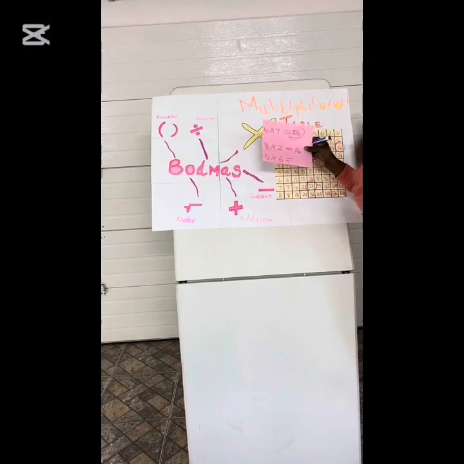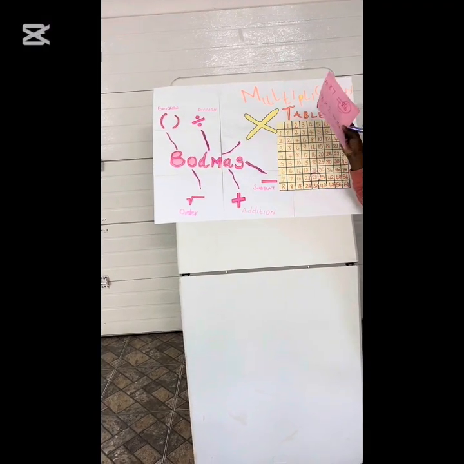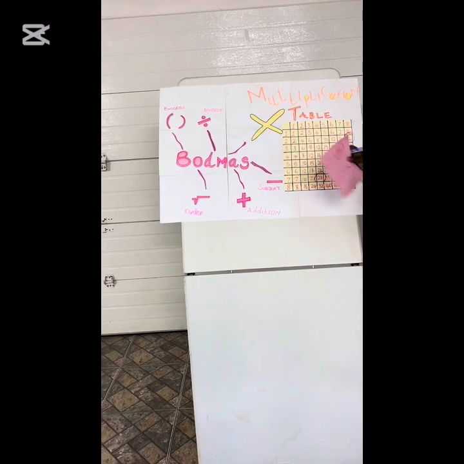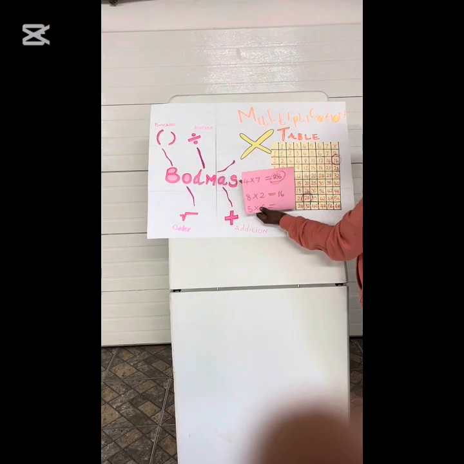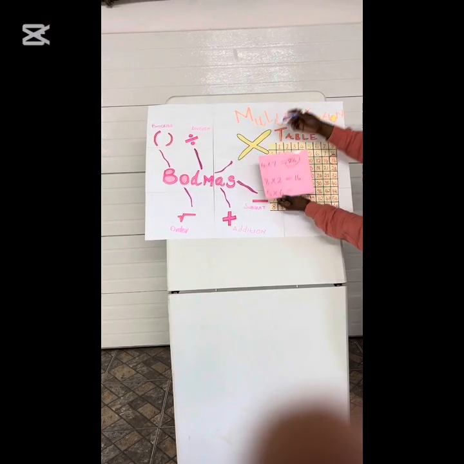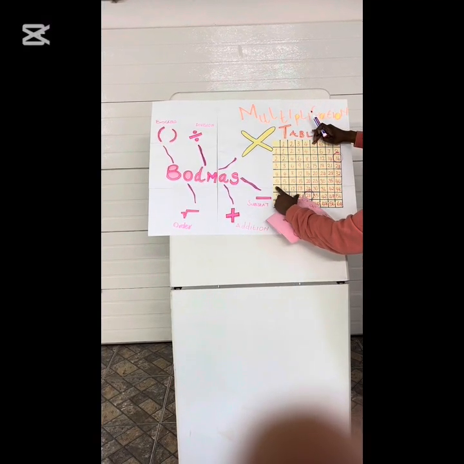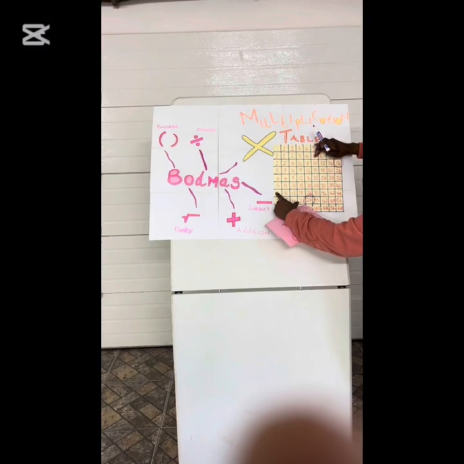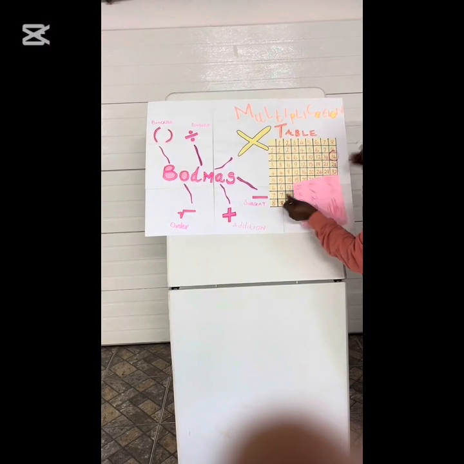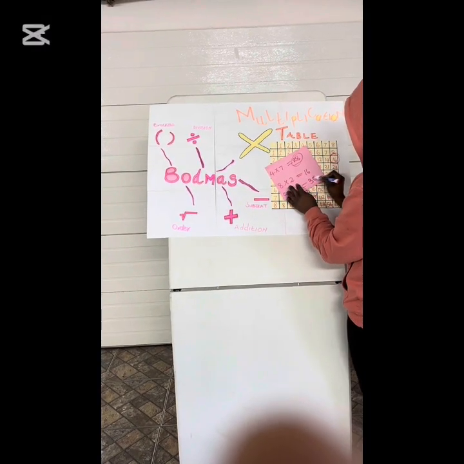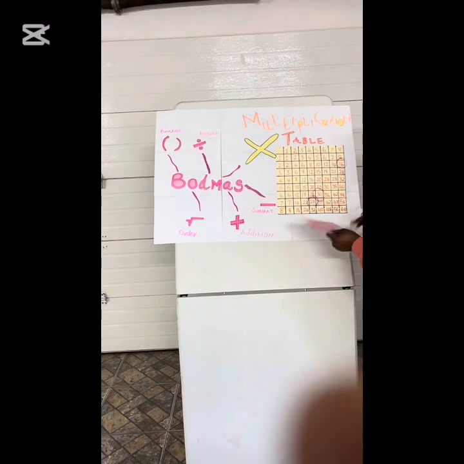5 times 6. In most cases, learners tremble. They think that big numbers are unsolvable. So, 5 times 6. We go straight here, and then we go straight here. It's 30. So the answer is 30. Again, without using a calculator.